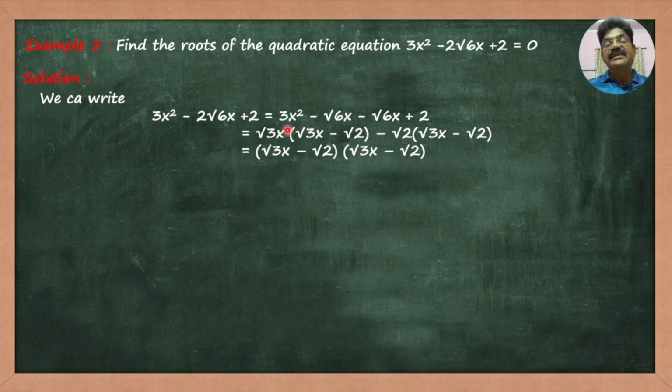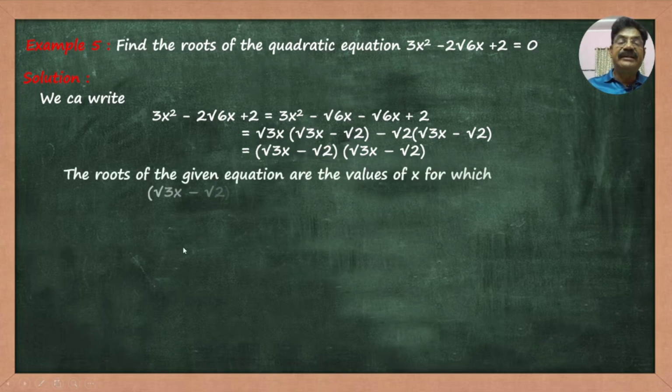Obviously, √3x is common in the first two terms. You take it outside, you will be left with √3x - √2. In the last two terms, -√2 is common. You take it outside, you will be left with √3x - √2. So in these two terms, √3x - √2 is common. You take it outside, you will be left with (√3x - √2)(√3x - √2). It is a repeated factor.